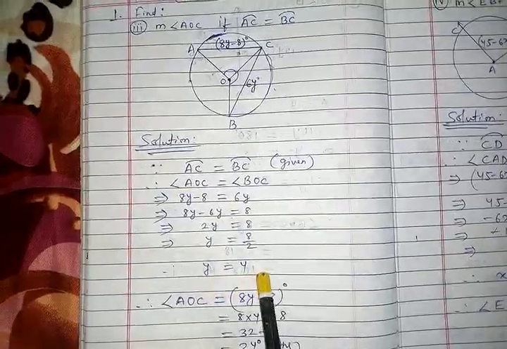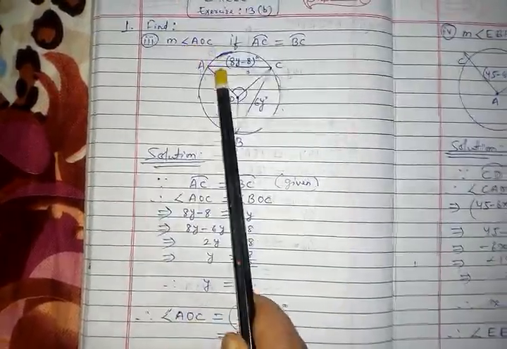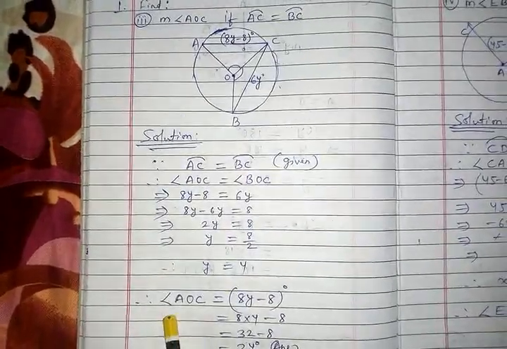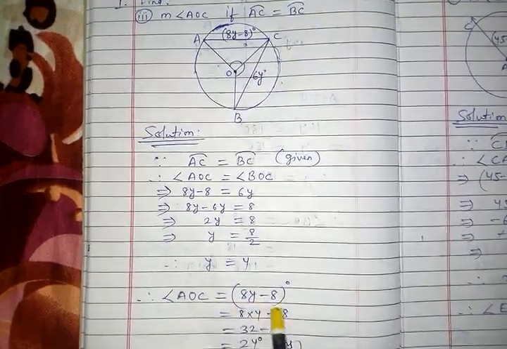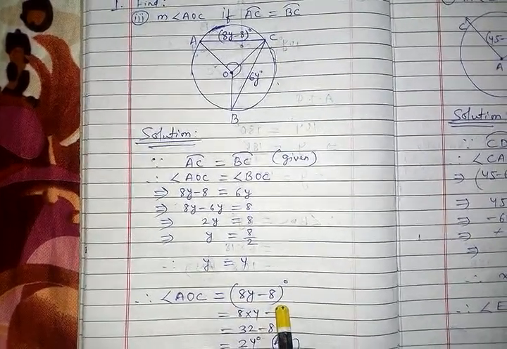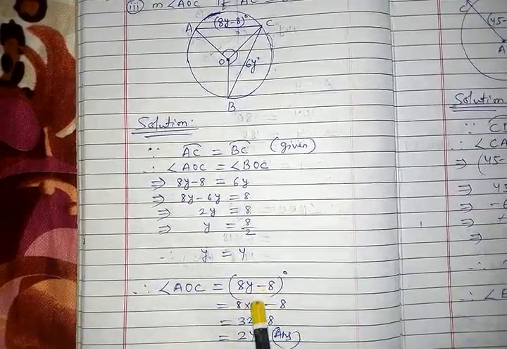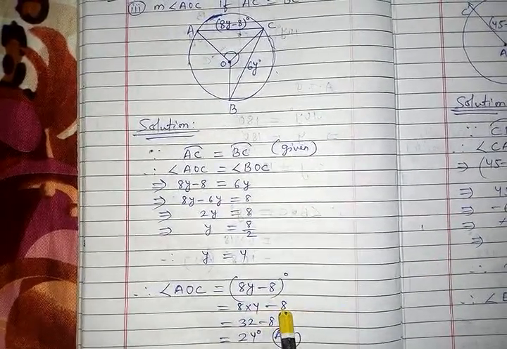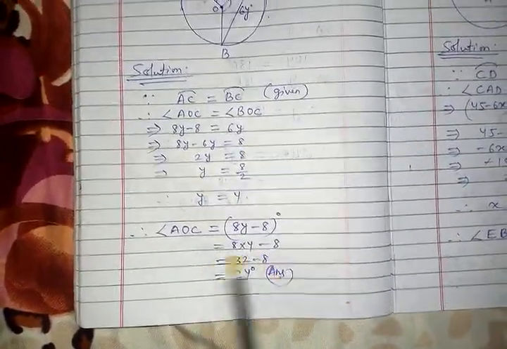So after we get the value of y, as the question has asked to find the value of AOC, we can write angle AOC is 8y minus 8 degree. Now we will put the value of y as 4: 8 times 4 is 32, 32 minus 8 is 24 degree. This is our first answer.